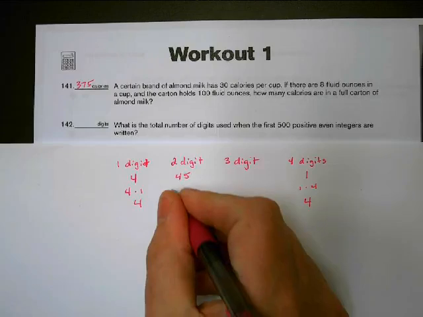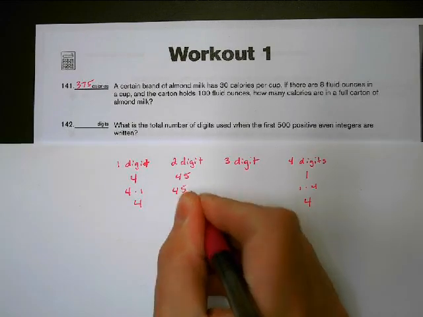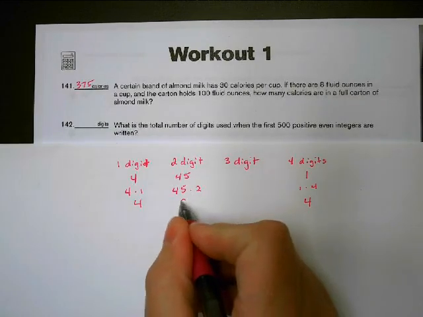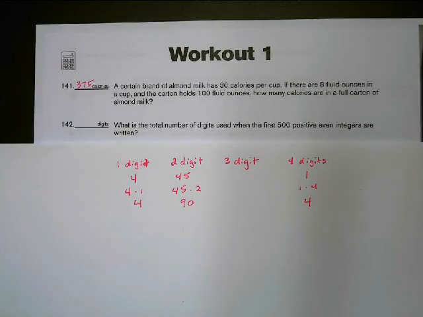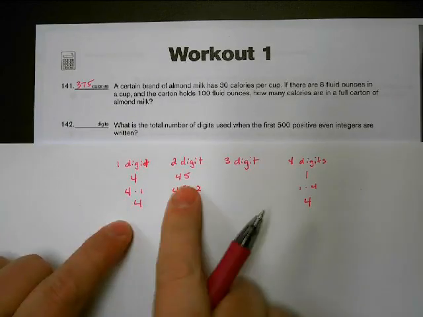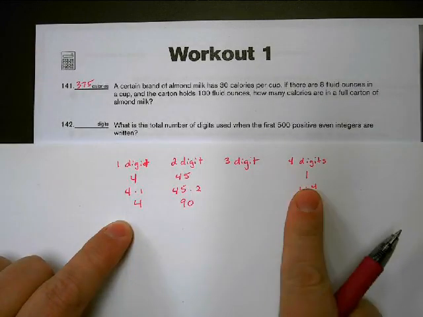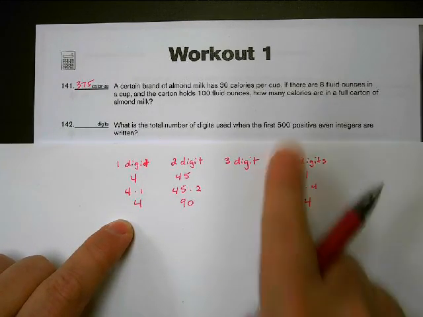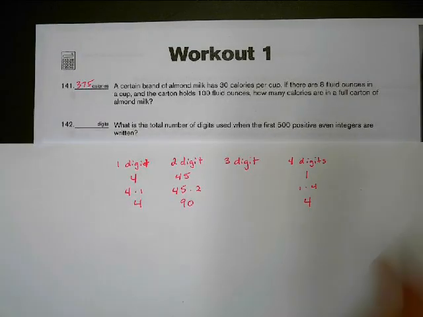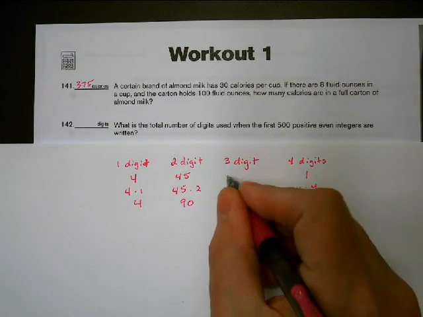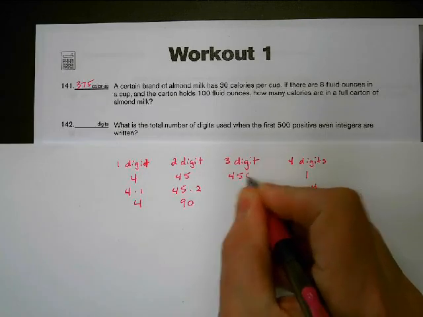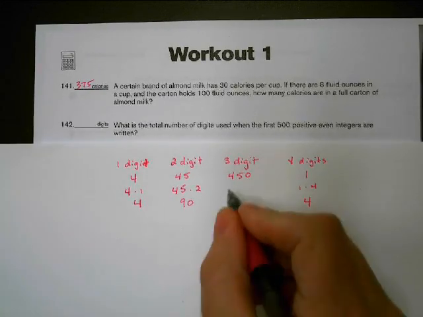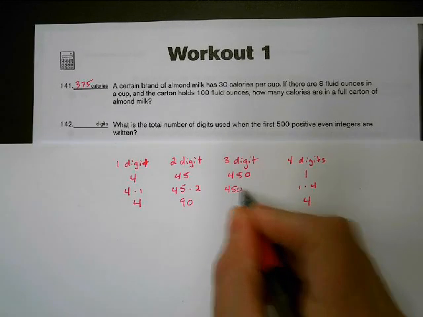Since there are 45 2-digit numbers, each of those 45 is going to use 2 digits. So that's 90 digits. All right, so now I have 45, 4, and 1. I've used 50 of the 500 numbers. So that must mean, without having to do a ton of calculation, that there are 450 3-digit numbers.